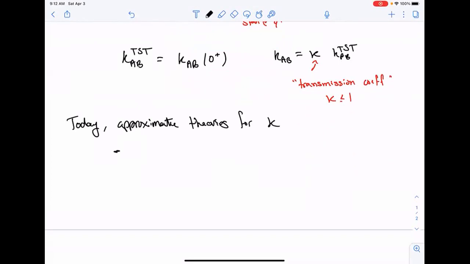And we're going to do two, so-called Kramers theory, which essentially models the dynamics at the top of the barrier with an overdamped Langevin equation, imagining that there is diffusion in some degree of freedom that dictates whether or not you eventually commit to the B basin or not.